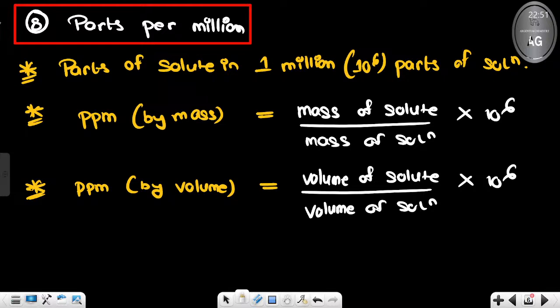Then ppm is clear. All right, next one. After ppm, we will be reading the last concentration term and the most important concentration term, that is normality. But before learning about normality, you need to know what exactly is equivalent mass and how to calculate equivalent mass, because that you have not done in class 11 properly, I know very well. So you need to first know.